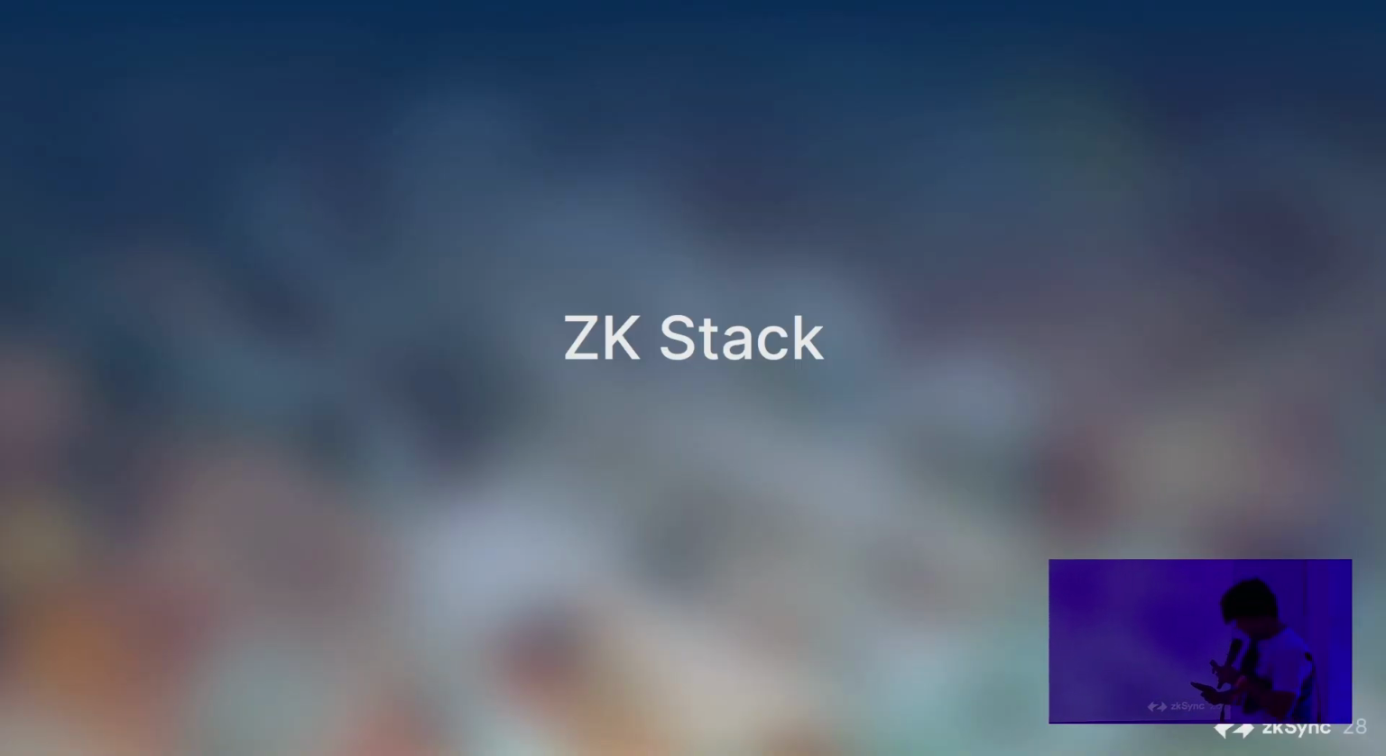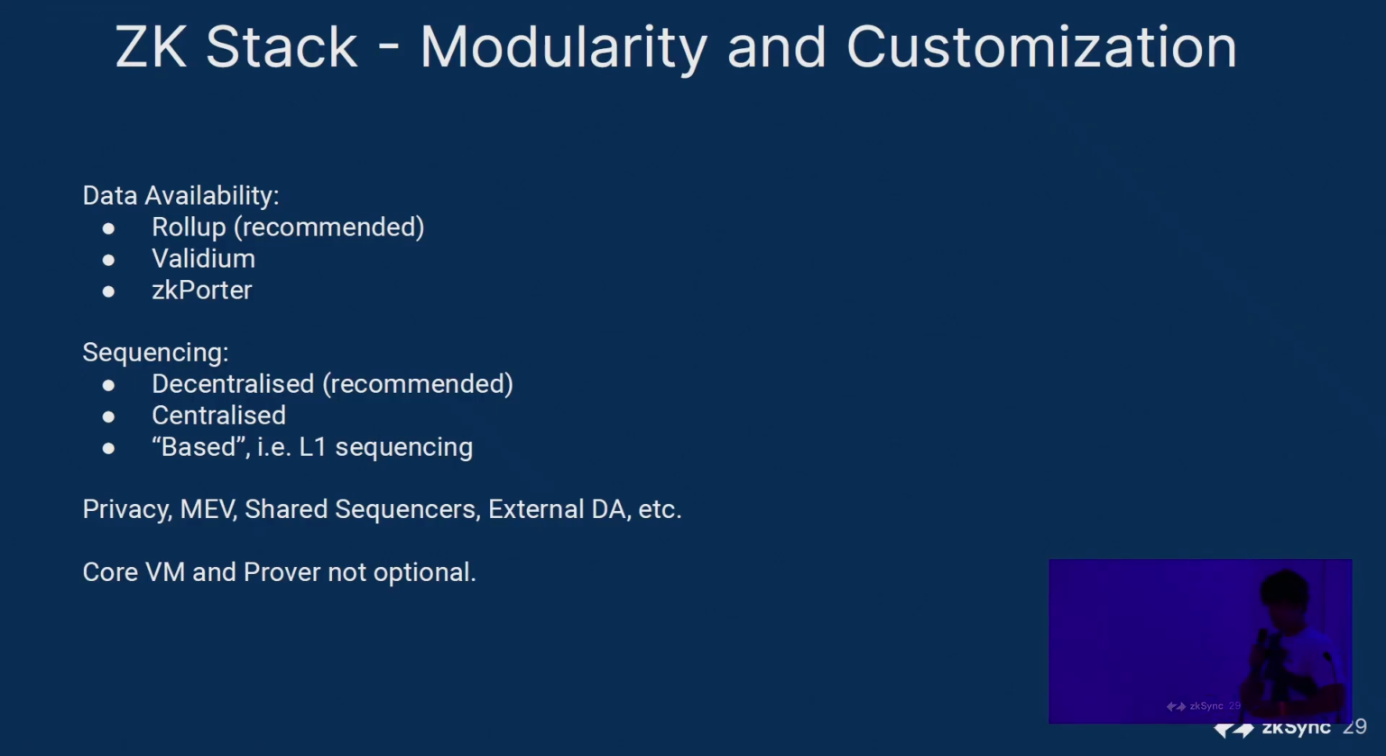So finally, I'd like to say a few words about the zk stack. The zk stack is what will allow developers to launch their own hyperchains. The zk stack will consist of the current main zkSync era repos. So the core virtual machine and the prover will have to be the same across all hyperchains. This is what allows interoperability in the ecosystem. But other options such as data availability and sequencing can be freely chosen.